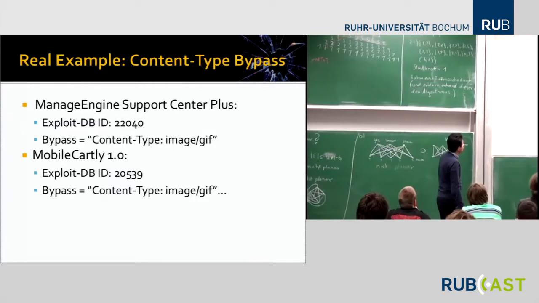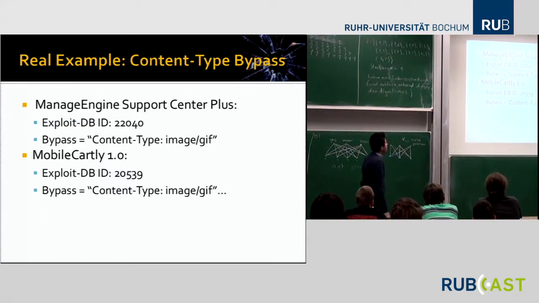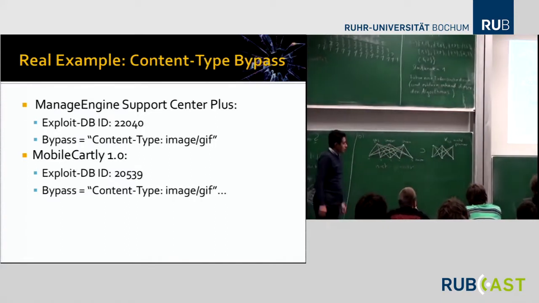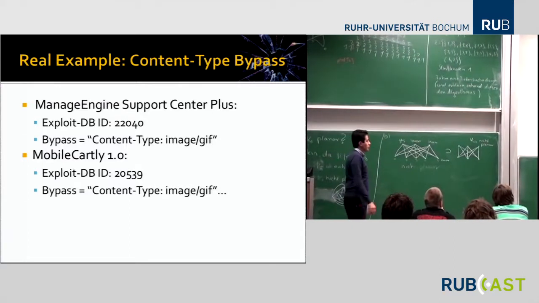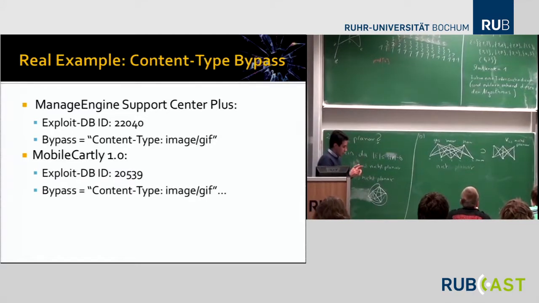Real example, content type bypass. These two ExploitDB IDs are there. We can have a look later. They are looking for content type image/GIF or JPEG. Just change it: for example, you can put shell.php as a file name, then in the proxy, just change the content type to image/GIF, and then upload the file on the server. That's it.